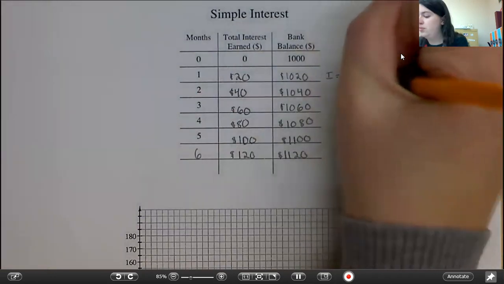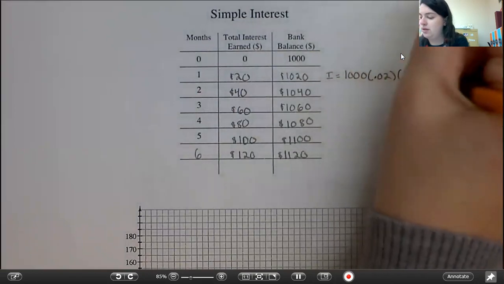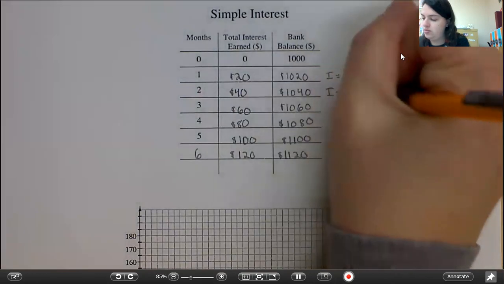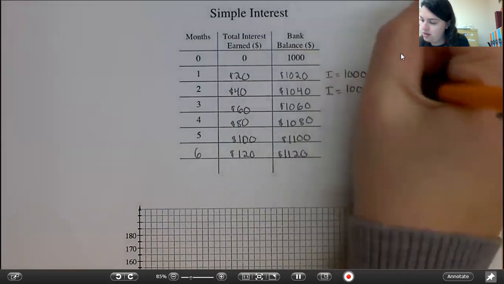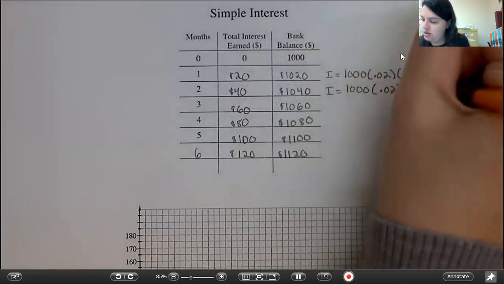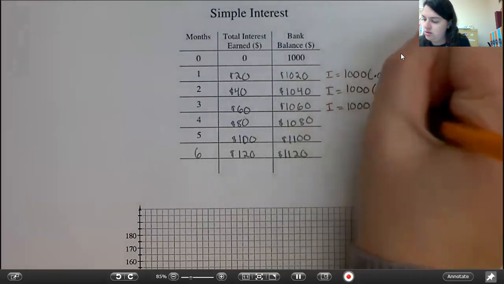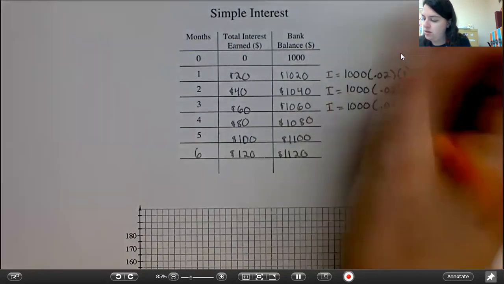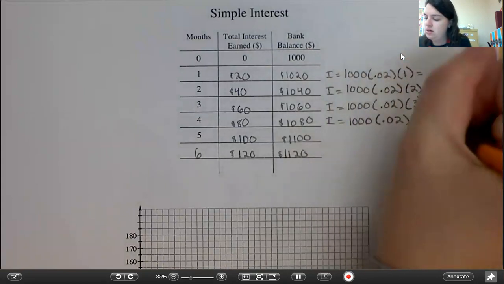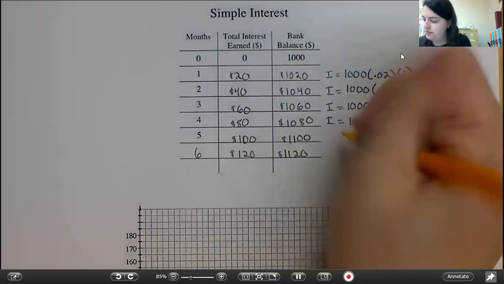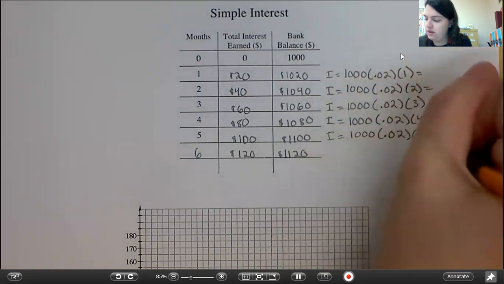So to do this, I equals your principal times the interest rate times the month. Okay, see the pattern that I'm doing here? It's always the principal times the interest rate times the month. You could just put this into your calculator.